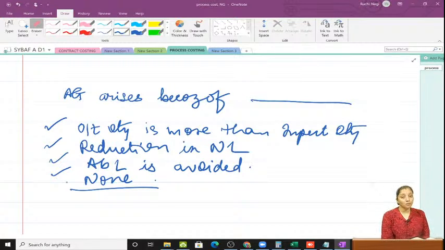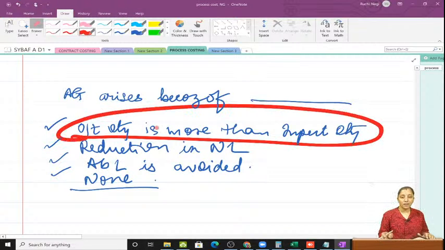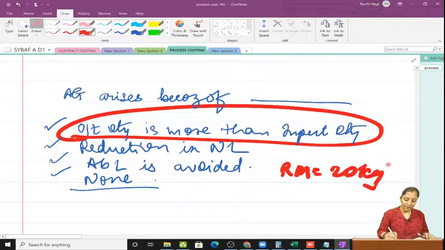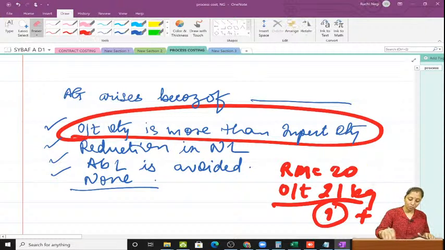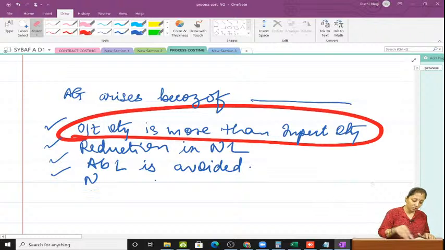Abnormal gain arises because of, I just showed you the theory part of abnormal gain. So output quantity is more than input quantity. What is the reason behind it? Yeah, this is the meaning of abnormal gain. अभी मैंने बताया था ना, आपने रॉ मटेरियल डाला 20 kgs का, अभी एक एग्जांपल दिया और आपको आउटपुट मिला 21 kgs का, एक यूनिट आपको ज़्यादा मिला ना, 1 unit more you got. So this is output quantity is more than input quantity. Am I clear students? समझ में आया?